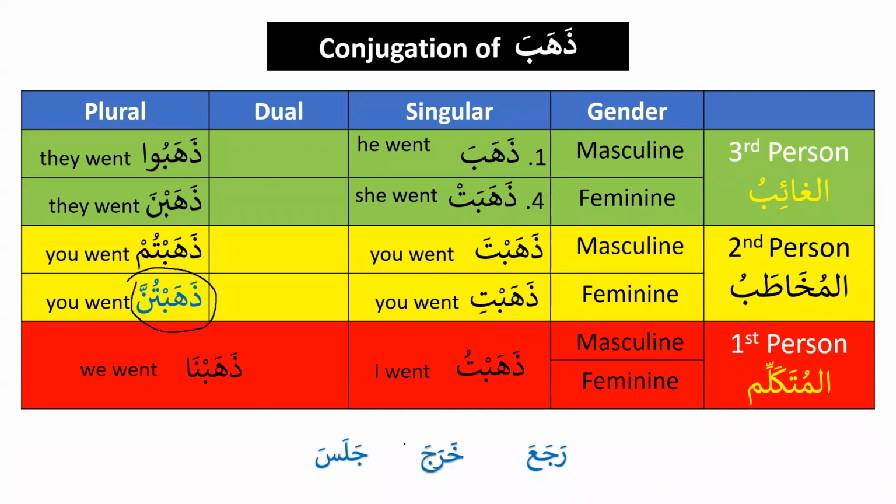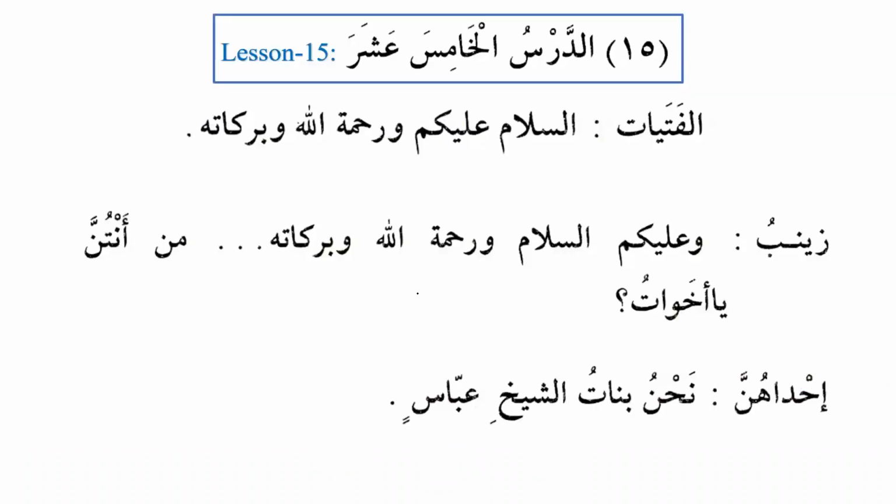Now we have 3 verbs over here: raja'a, kharaja, and jalasa. So now what you have to do, inshallah, based on the same pattern, you have to complete the conjugation of raja'a, he returned, kharaja, he left, and jalasa, he sat. So with that, inshallah, 4 verbs will be complete, including dhahaba, raja'a, kharaja, and jalasa. And once you are, inshallah, used to the conjugation of the verbs, then learning of the Arabic language will be much easier for all of us.